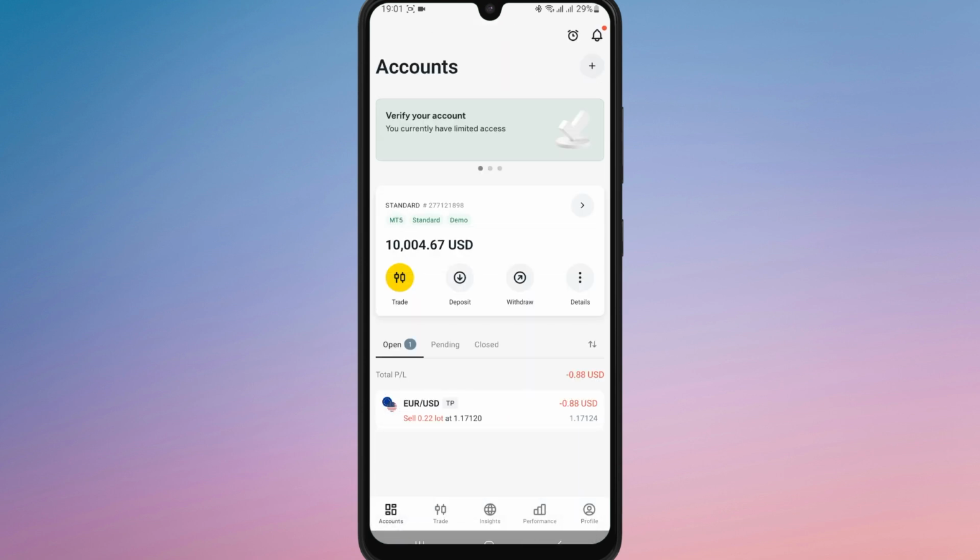When the market reaches your take profit price, the trade will automatically close and your profit will be added to your account balance. Now you know how to set take profit in Exness.